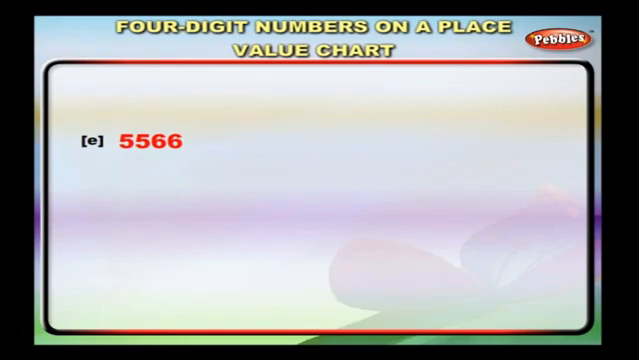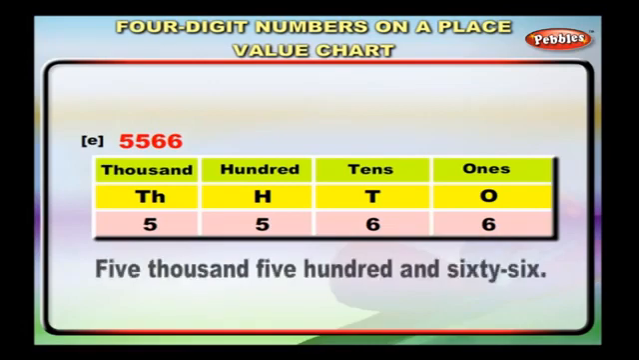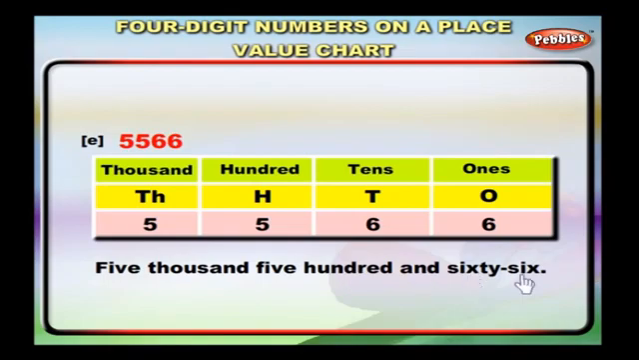Next is 5,566. Bring 6 to the ones column, 6 to the tens column, 5 to the hundreds column, and 5 to the thousands column. Now we have 5,000s, 500s, 6 tens, and 6 ones. We write this as 5,566.